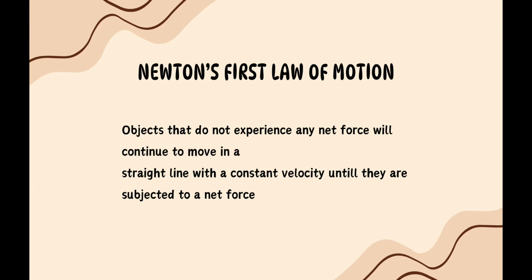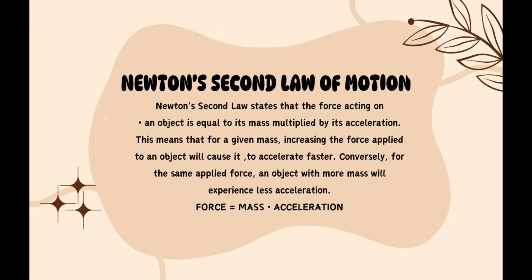Newton's first law of motion states that objects that do not experience any net force will continue to move in a straight line with a constant velocity until they are subjected to a net force. Newton's second law of motion states that the force acting on an object is equal to its mass multiplied by its acceleration. This means that for a given mass, increasing the force applied to an object will cause it to accelerate faster. Conversely, for the same applied force, an object with more mass will experience less acceleration.